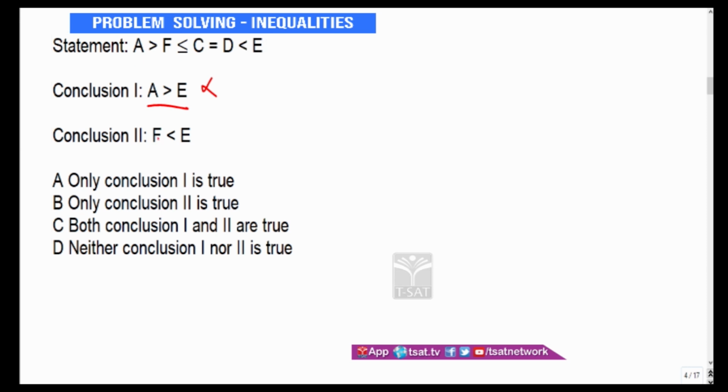In the second conclusion, F is less than E, or E is greater than F. See, I always focus on greater than, so that the answer becomes easy for me. E is greater than F. For example, E is here and F is here. Now I can say that E is greater than F. This follows 100%. Why? Because you take out this particular F, C, D, E. So F, C equal D, then followed by E.